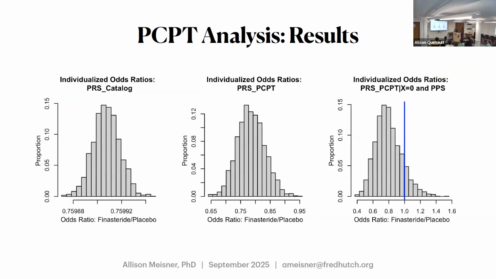Okay, and then the individualized intervention effects. These are the individualized odds ratios. Again, an odds ratio of less than 1 would indicate benefit from finasteride. So for the PRS catalog and the PRS developed in PCPT, we see that all individuals are expected to benefit from finasteride. Everybody's below 1. But on the right, for the model with the PPS, about 12% of individuals are expected to be harmed by finasteride and should not be recommended finasteride.